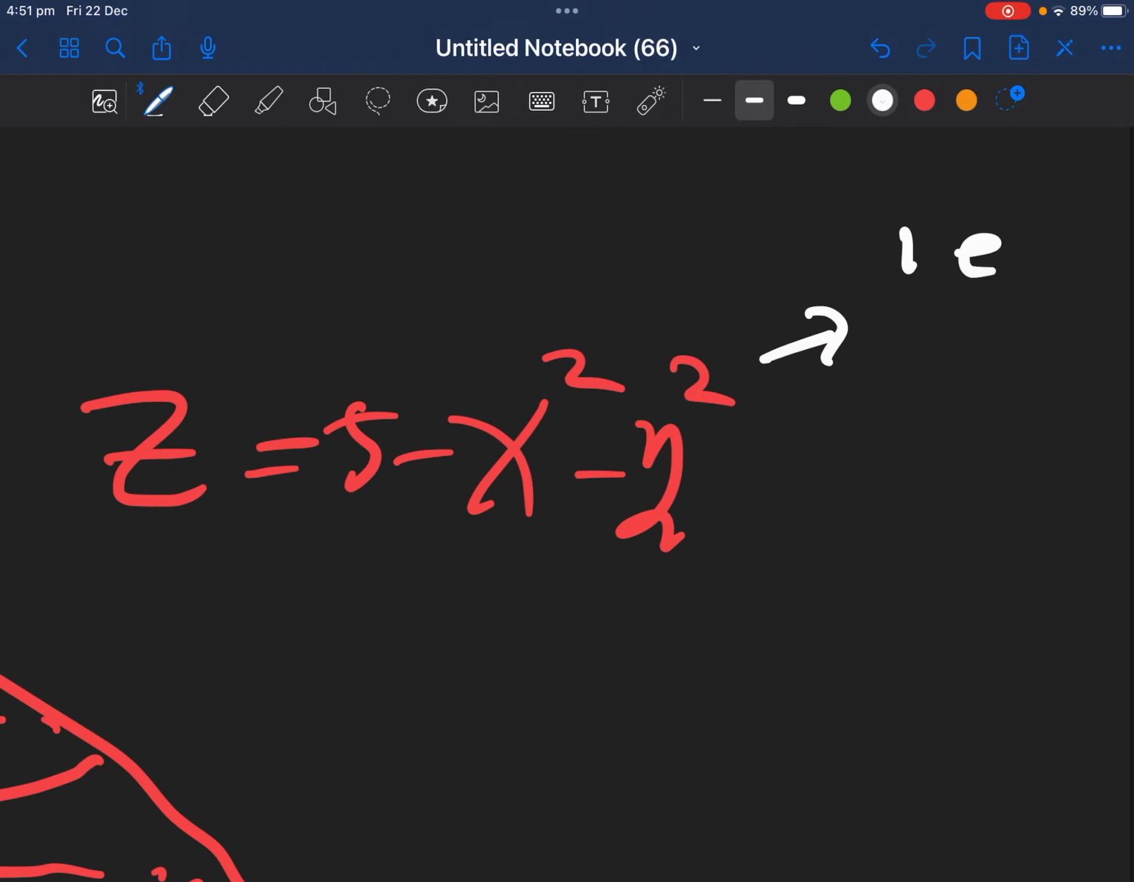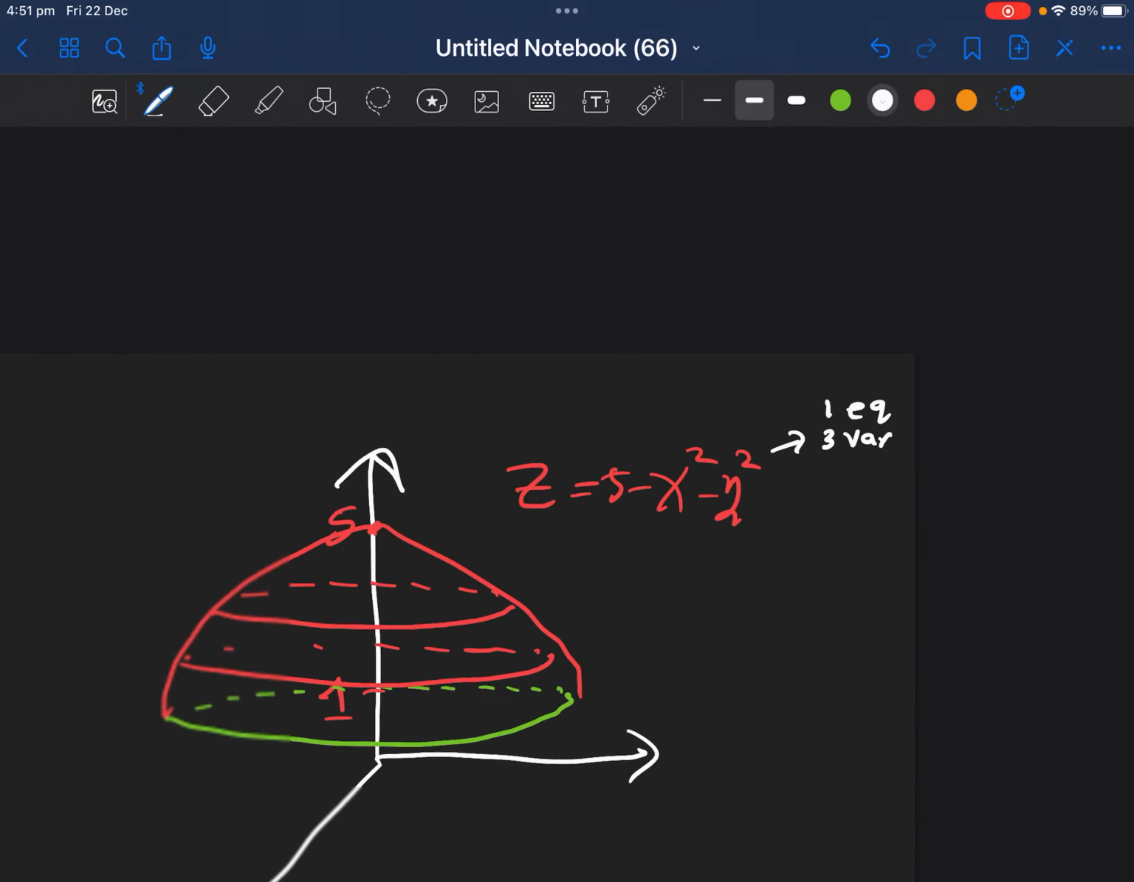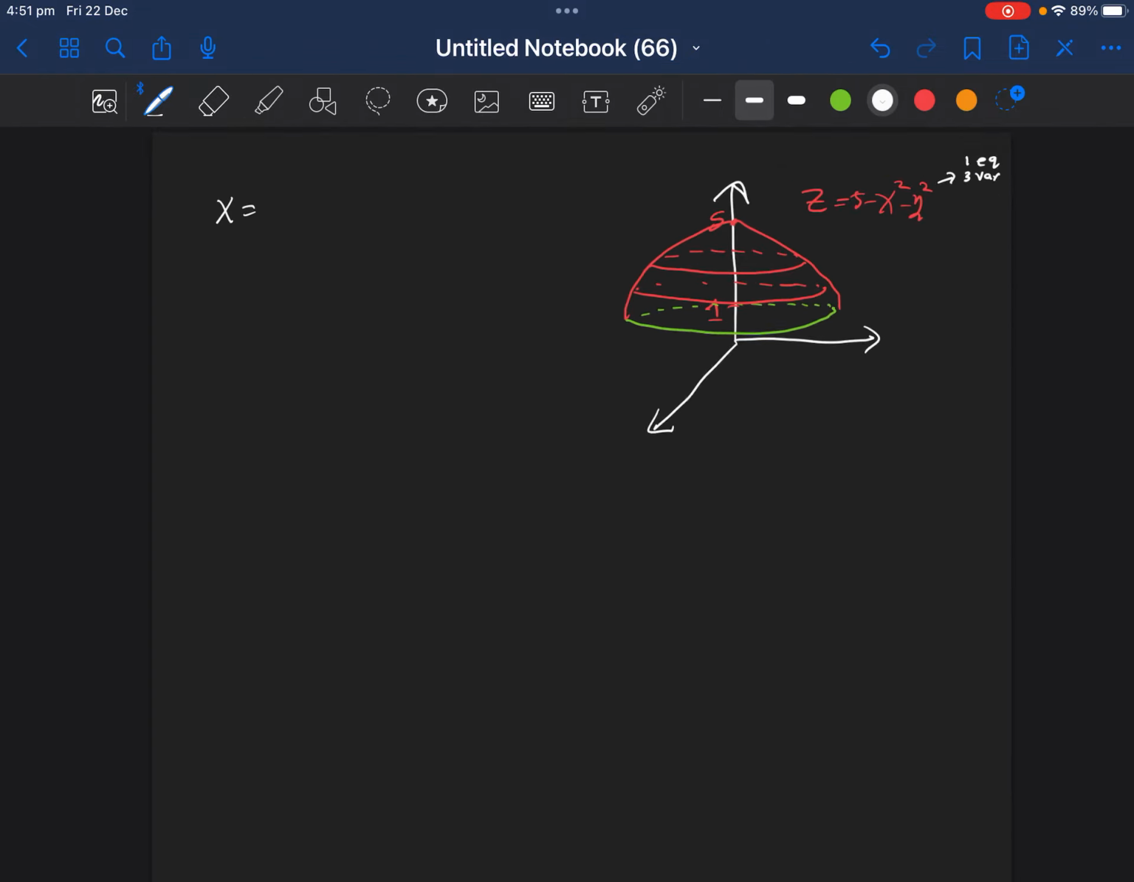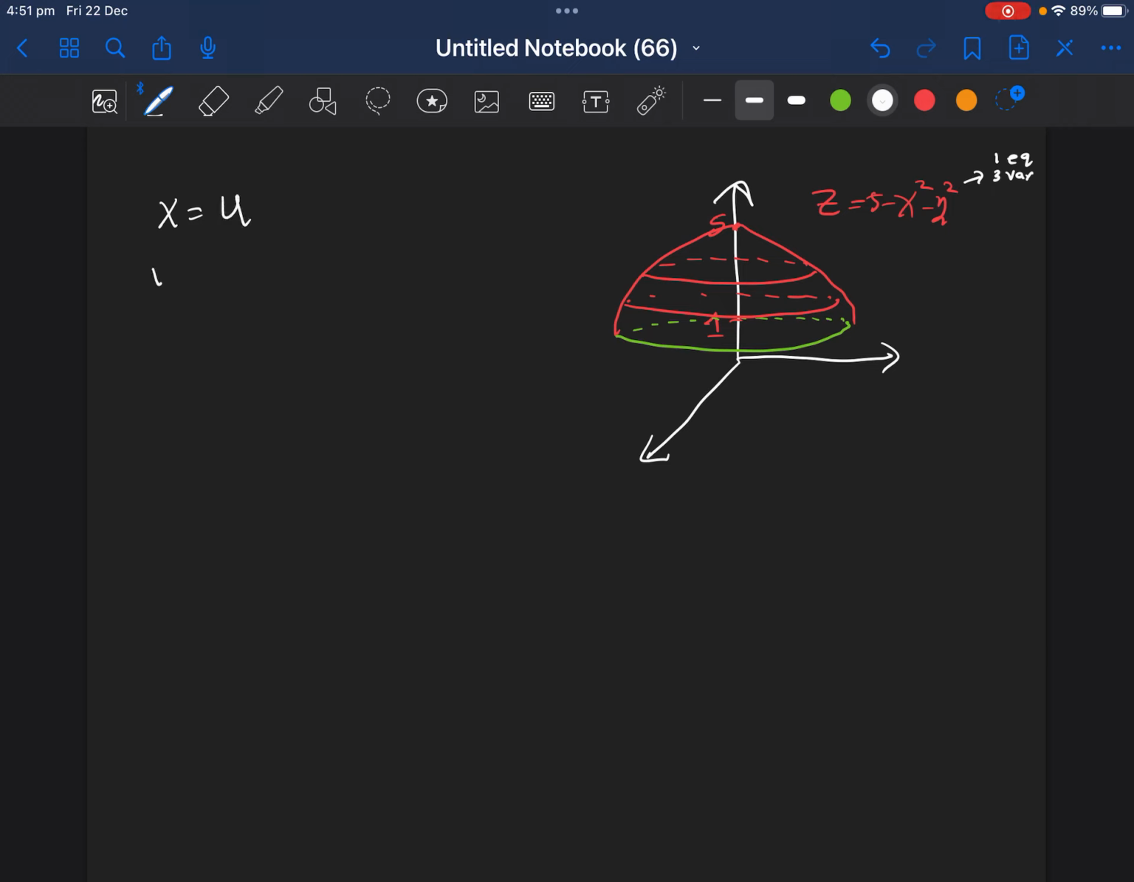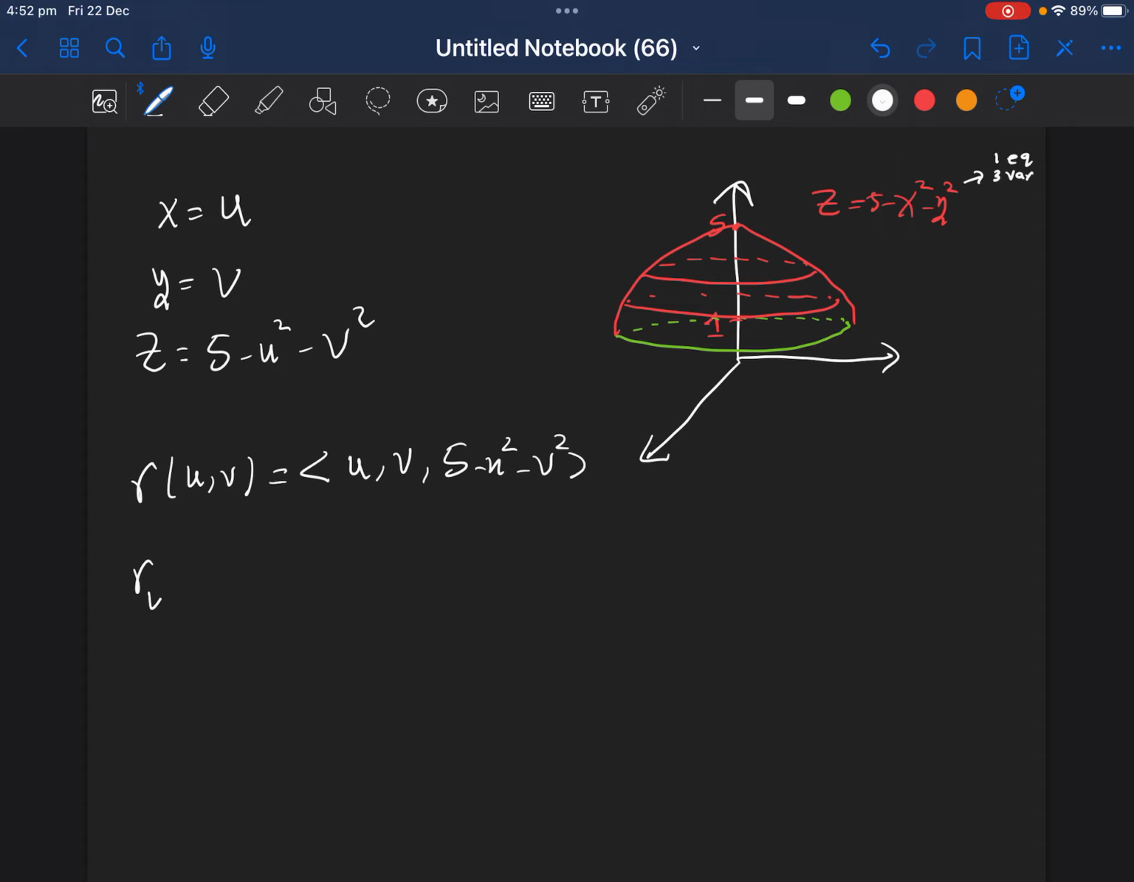This one, I have one equation, 3 variables. Then 2 of the variables can be any 3 variables we choose, and the best ones we choose are x and y. The reason why: if x is u, y is v, then z will be easily found to be 5 minus u squared minus v squared. This is the parameterization, and from this parameterization I can find r, which is u, v, 5 minus u squared minus v squared. So what is ru and what is rv?